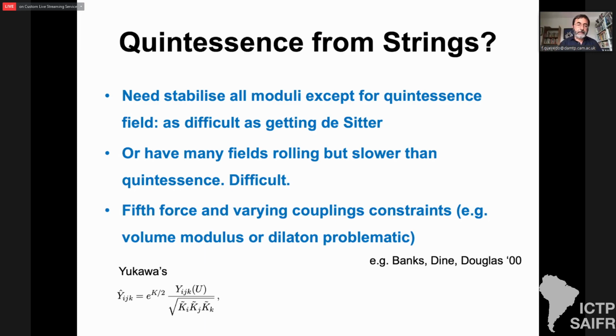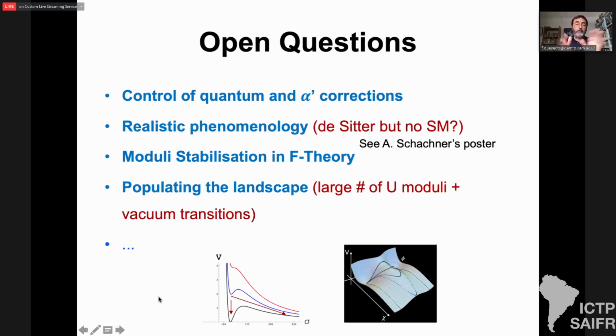So in that sense, it is interesting to get it, but it's equally challenging, if not more. Okay, to finish, those were open questions: better control on alpha prime and quantum corrections. Realistic phenomenology: I concentrated only on getting the de Sitter, but it doesn't matter to get the de Sitter if you don't have the standard model somewhere.